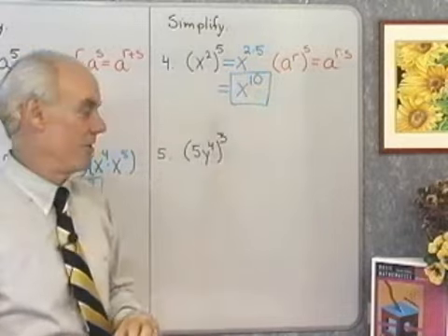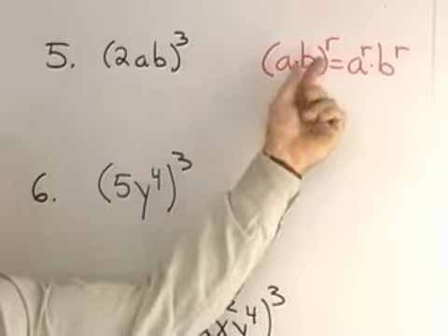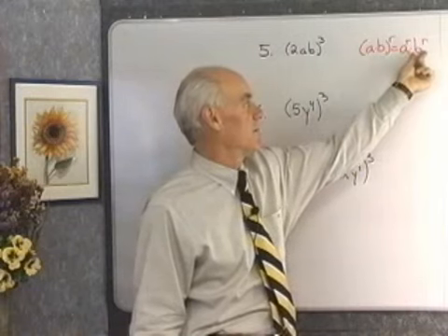Here's another example of this. Problem number 5. We want to cover one more property of exponents before we do an example of the second property again. This time I'm going to use the third property that says that a product a times b raised to the r is a to the r times b to the r.